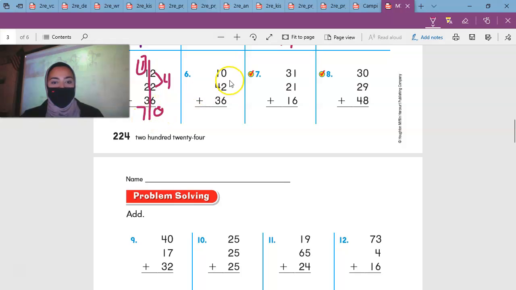Okay, let's look at this one. 0 plus 2 is 2. 2 plus 6 is 6, 7, 8. That's 8. And then 4 plus 1 is 5. And 5 plus 3 is 5, 6, 7, 8.